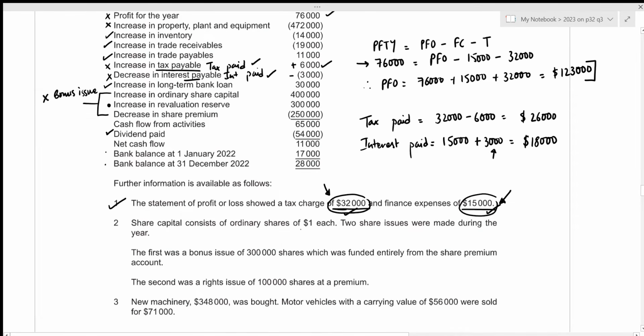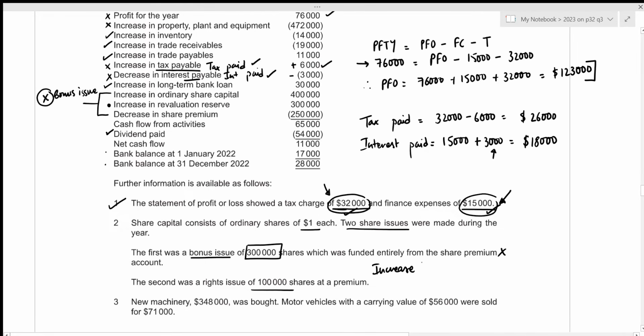Then share capital consists of ordinary shares of $1 each. That's our nominal rate. 2 share issues were made during the year, and the first was bonus issue. And remember that bonus issue does not result in any cash inflow or outflow, so the increment or decrement from bonus issue should not be included within our statement of cash flows. And the bonus issue was of 300,000 shares, which was funded entirely from the share premium. Okay, so this we cannot include it. Then the second was a rights issue of 100,000 shares at a premium. Okay, so we can include it.